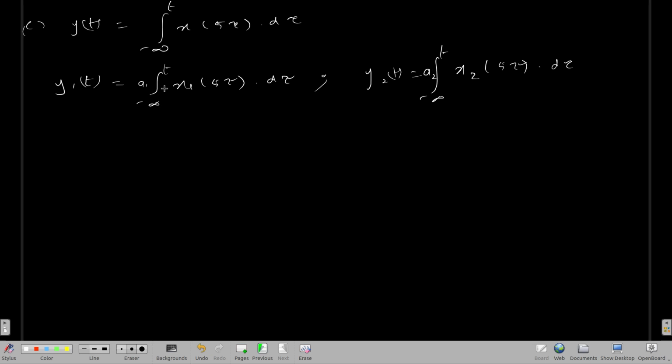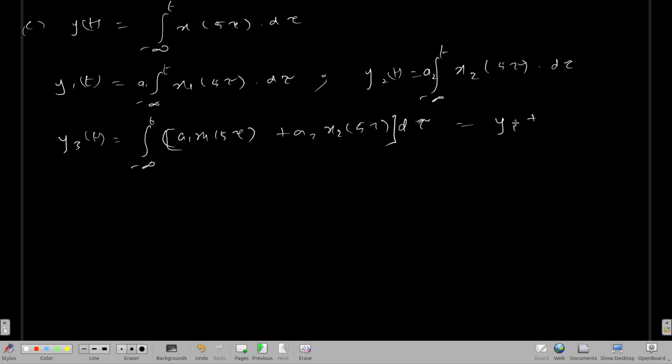Now what is the result? What is the output if we give a1 x1 of t plus a2 x2 of t as the input? y3 of t is equal to the integral from minus infinity to t of a1 x1 of phi tau plus a2 x2 of phi tau d tau, which is equal to a1 y1 of t plus a2 y2 of t. Therefore this is a linear system.